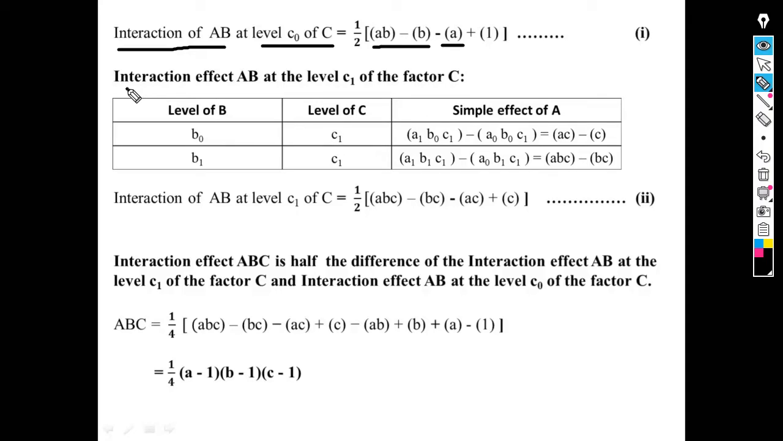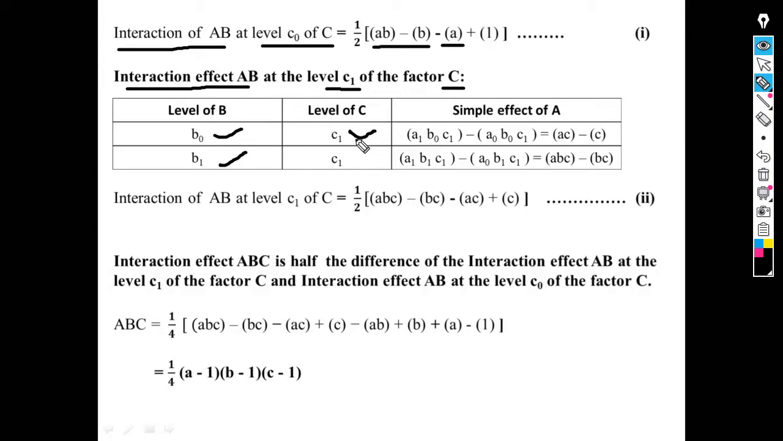Then we find the interaction effect of AB at the level C1 of the factor C. Here is how we get the table. First we consider the level of B, that is, B0, the first level, and the second level, and here we fix the level of C, that is, the second level. So C1 C1. We get the simple effect of A.